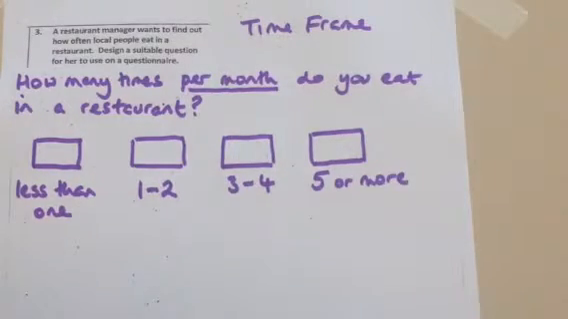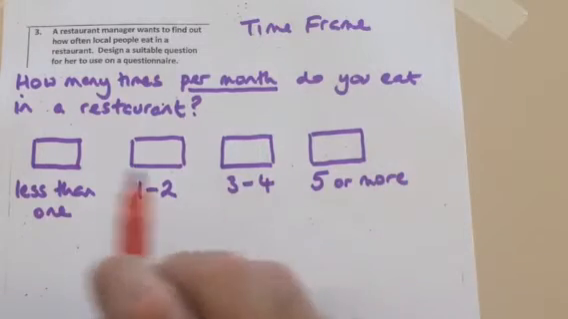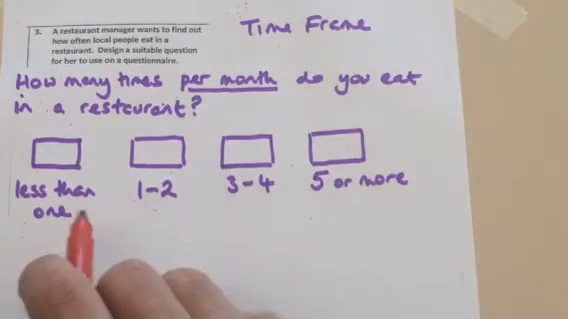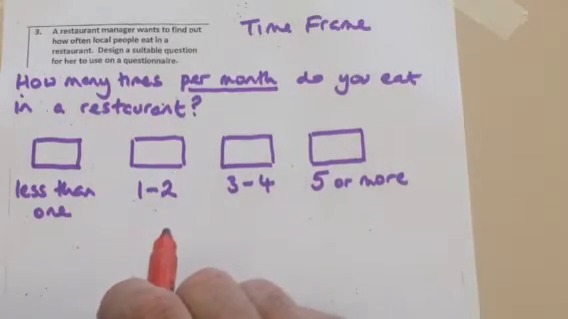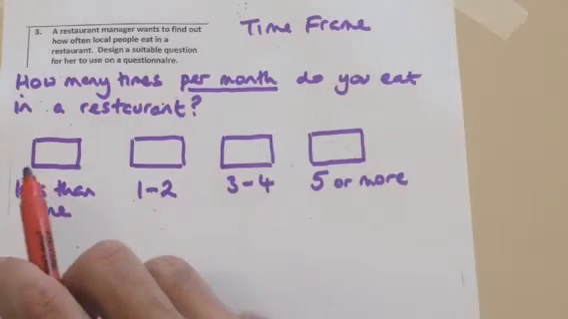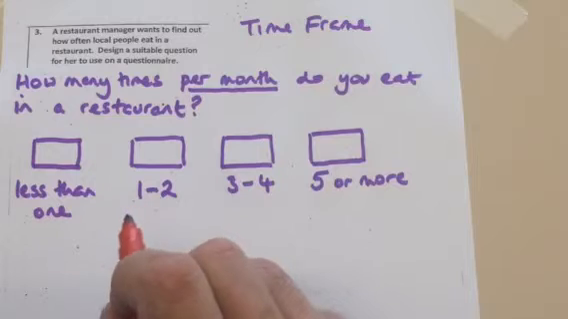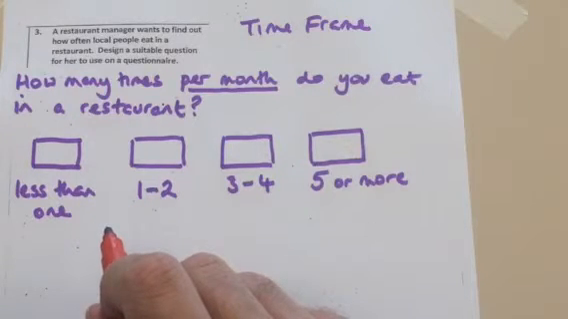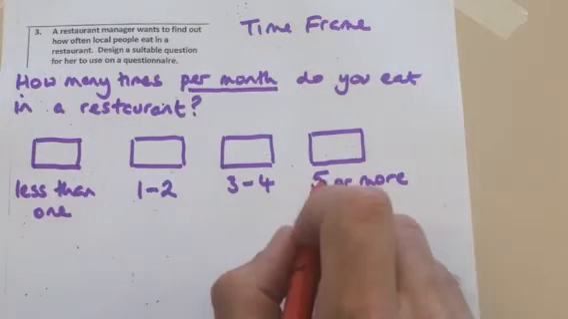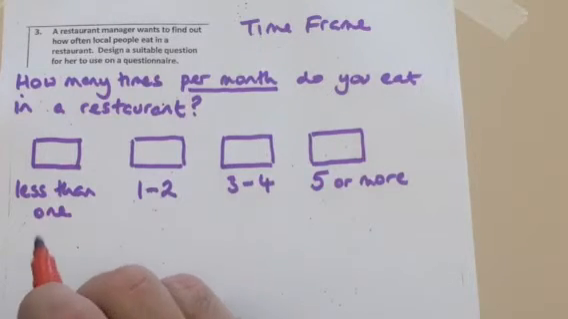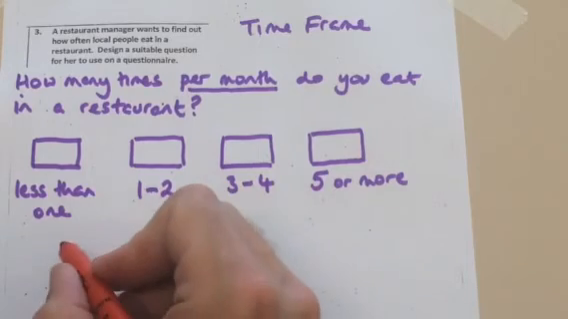So, we've got every possibility covered from 0 up to as many times as you could possibly imagine eating out, but none of these boxes overlap. Okay, and you have to be careful that you cover every possibility, and the person can't tick more than one box. Okay, so that's my answer to the question. Done.